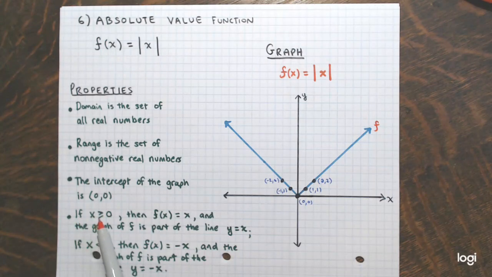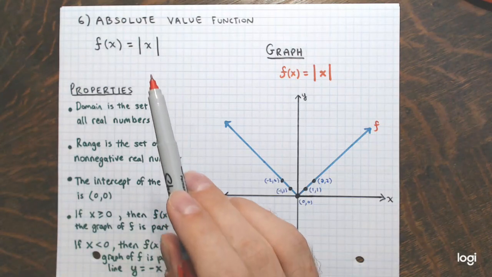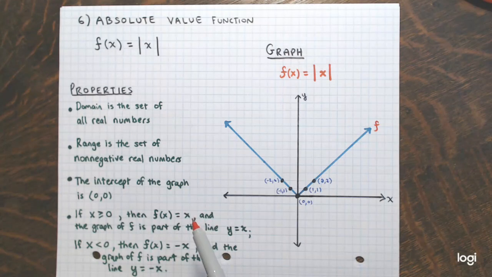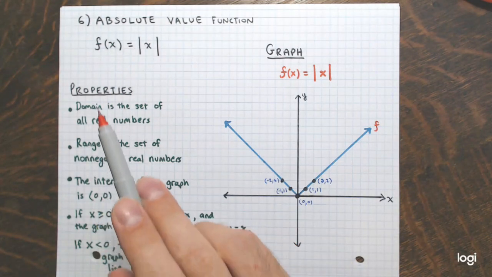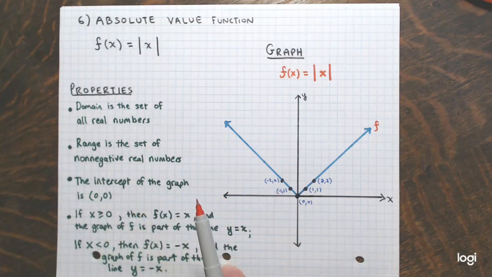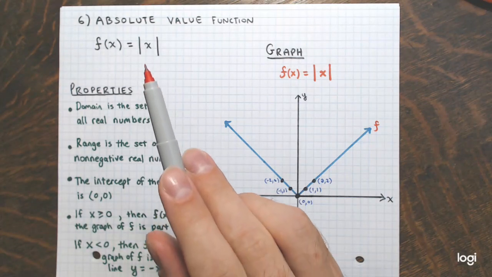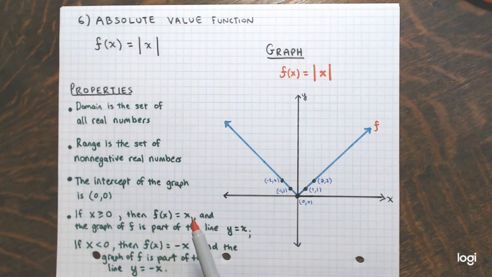So if x is greater than or equal to 0, so if x is not a negative number, then f of x equals x, meaning that the absolute value of x is just x itself when x is not negative. As I was saying before, pick a number that's not negative, like 5. The absolute value of 5 is simply 5, the number I'm replacing x with. 10, right? The absolute value of 10 is simply 10. That's all this is saying.